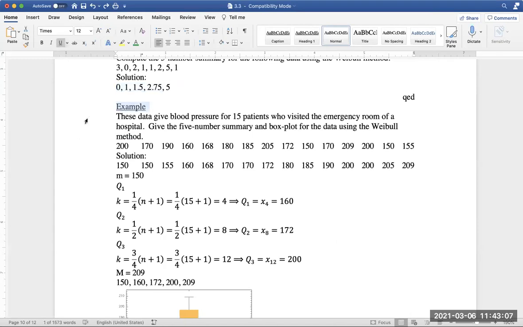These data give blood pressure for 15 patients who visited the emergency room of a hospital. Give a five number summary and a box plot for the data using the Weibull method. So 200, 170, 190, 160, 168, 180, 185, 205, 172, 150, 170, 209, 200, 150, 155. So you sort your data. The minimum is 150.